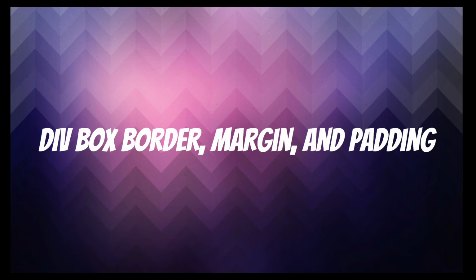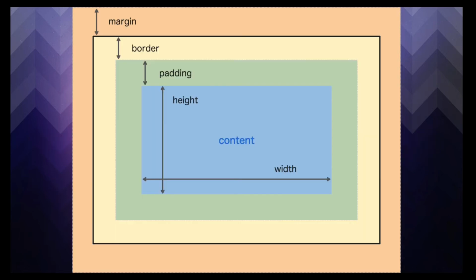Let's talk about div box border, margin, and padding. So this is the div box model. If you have to commit this to memory, get it tattooed on your body, do whatever you've got to do. But you should understand that the content is in the middle. It has a width and a height. Right after the content, we have this padding, and then we have a border, and then we have a margin.